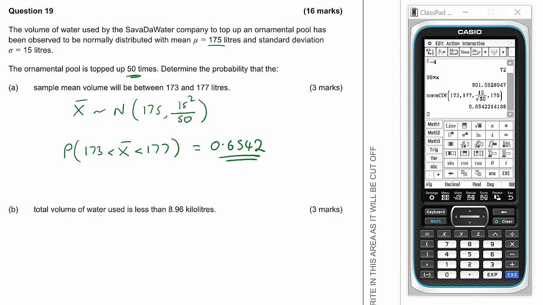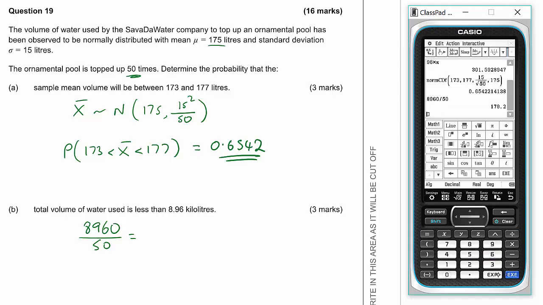The total volume of water used is less than 8.96 kilolitres. Now remember, so that's 8960 litres, that we filled this 50 times. So 8,960 divided by 50 is 179.2. So we're after the probability that x bar is less than 179.2.